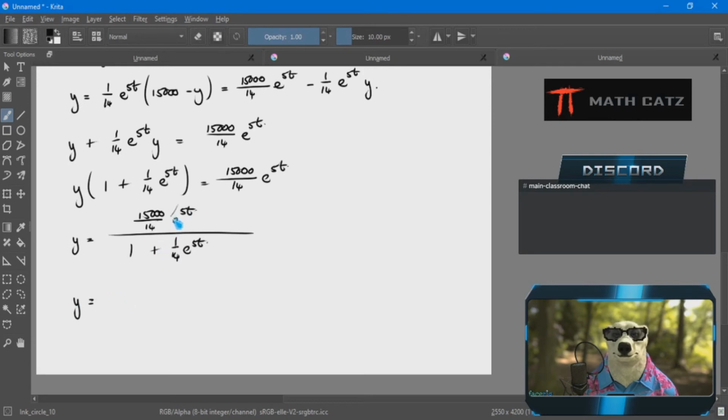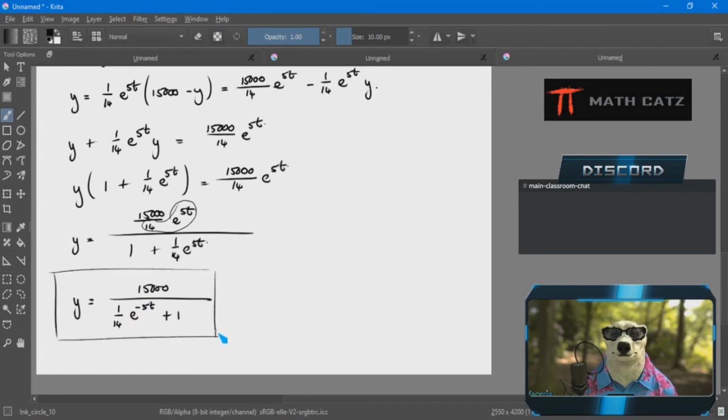So I divide throughout by this on both sides in this fraction to get 15,000 over 1 over 14 e to the negative 5t plus 1, just to make it look like the standard version of the logistic equation. And then if we were to graph this, and you can use software to graph it, do whatever you prefer. We're going to start with 1,000 here.